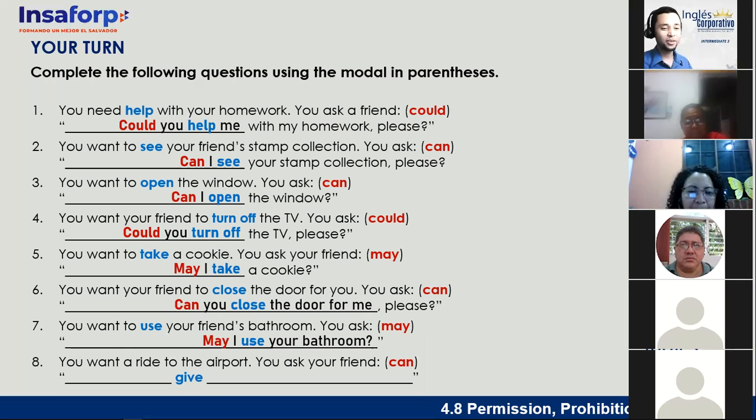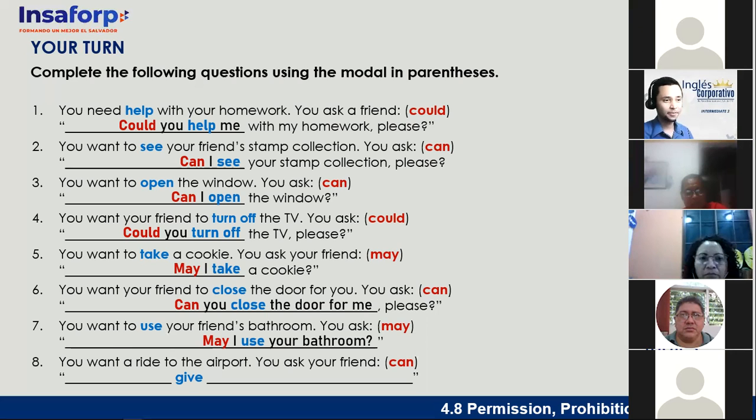And number eight, you want a ride to the airport. You ask your friend. Otro favor. You ask your friend. Sandra. Can you give me a ride to the airport? That is correct. Very good.